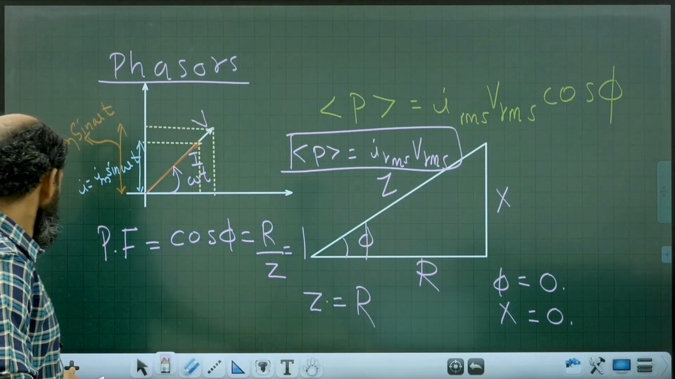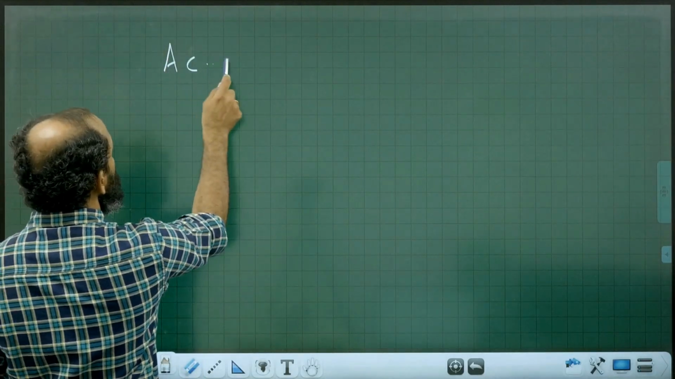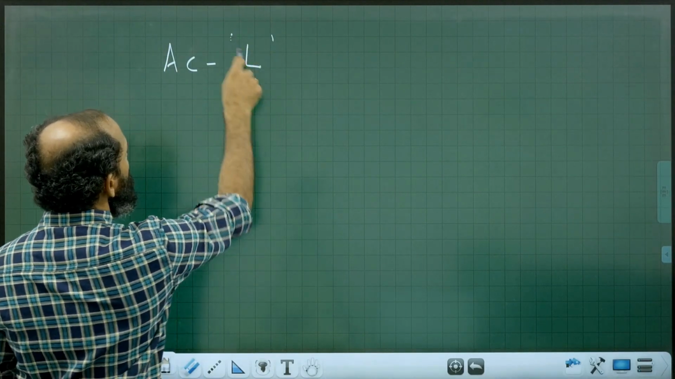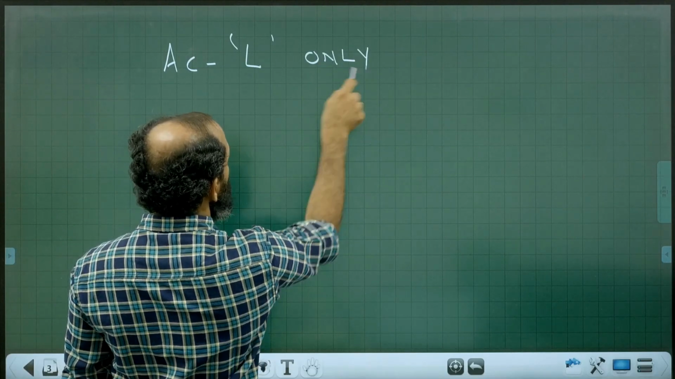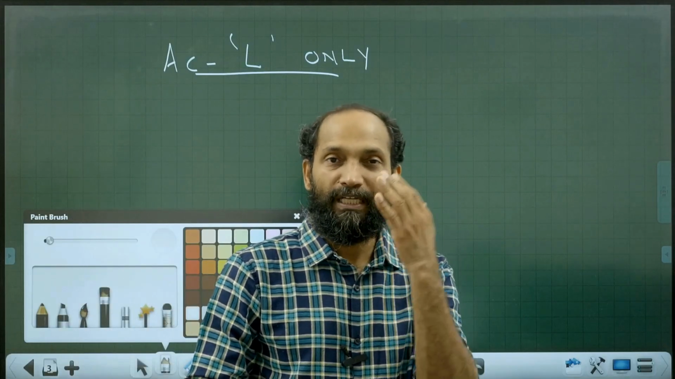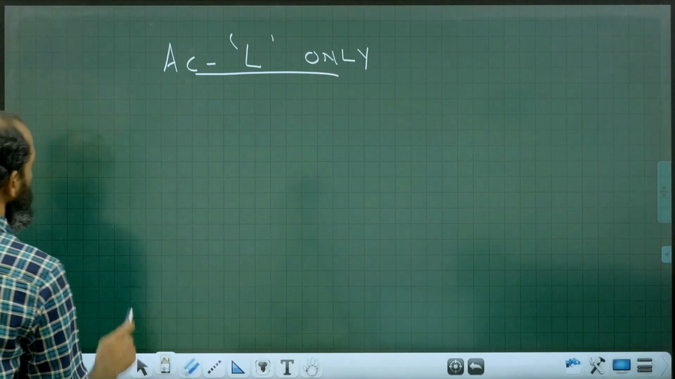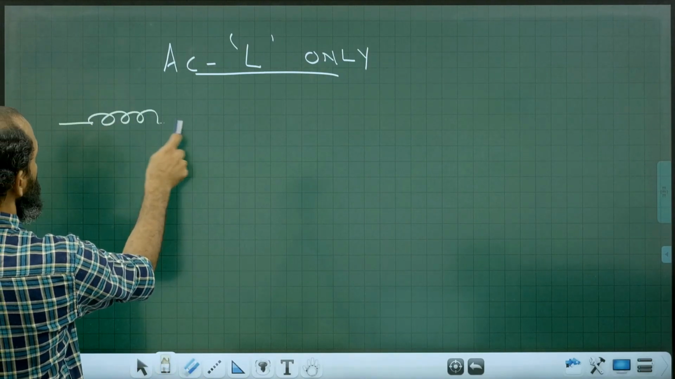Now, AC through inductor only circuit. Now it is easy to discuss the rest of the topic. AC through inductor only circuit. See students, this is only a quick revision. That's why I am not going through the entire theory. I am producing the results and discussing that. Inductor is a coil.